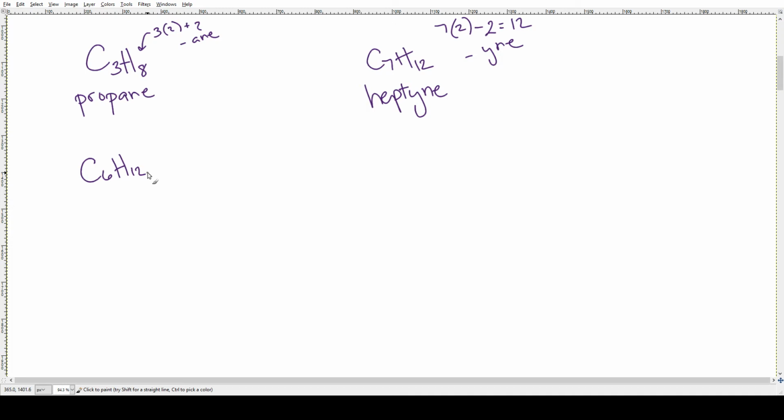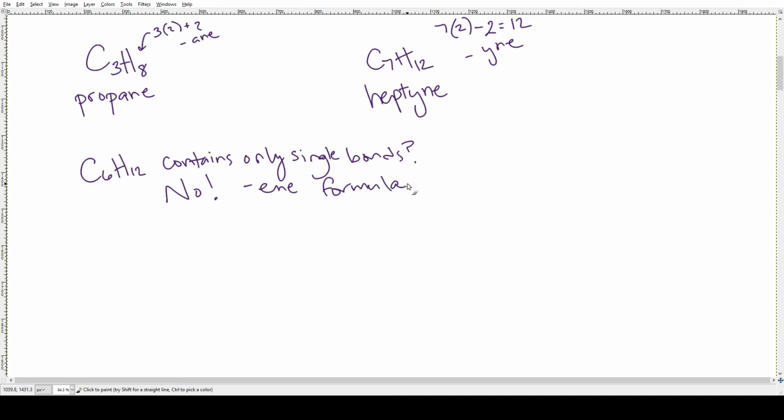The correct answer would be false. So I'll write this out. Contains only single bonds? No. And the reason for that is it has the ene formula, which means it has one double bond.